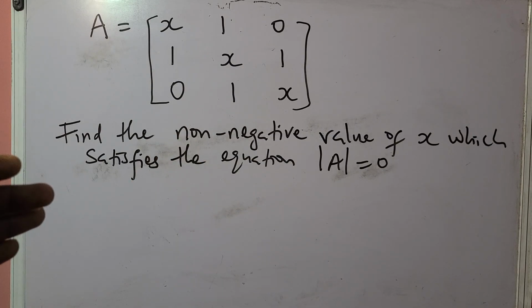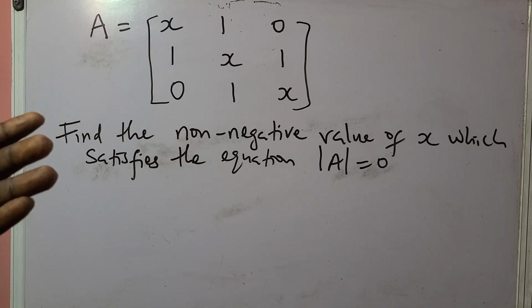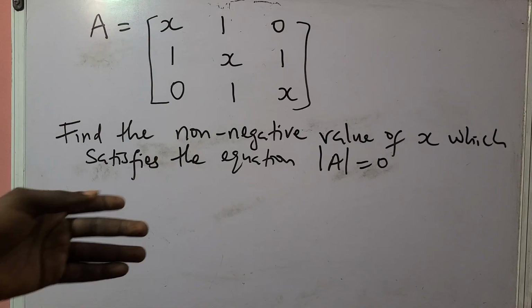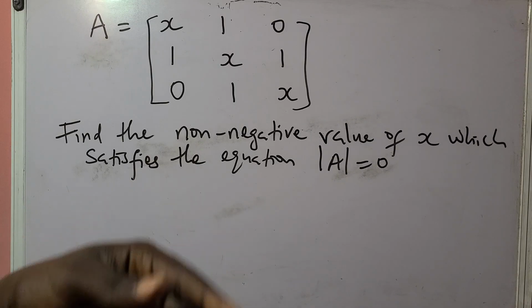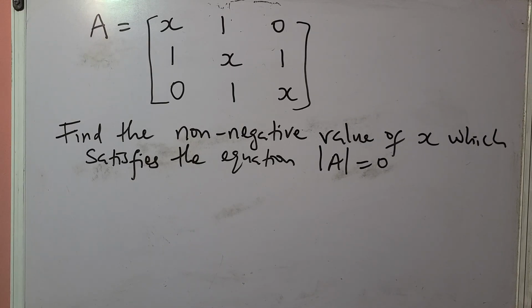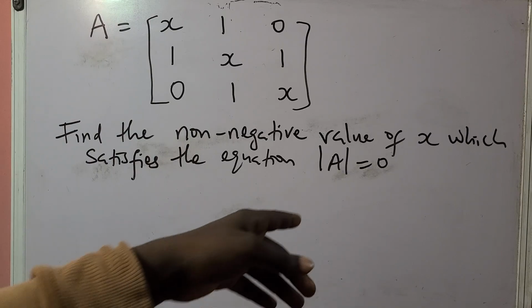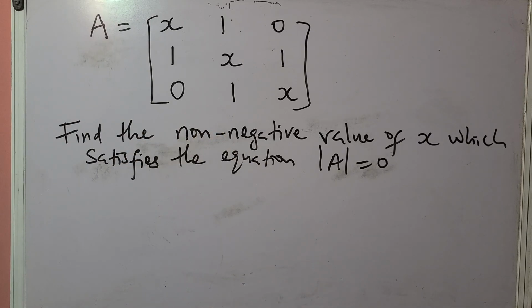Now, there are many points you need to take note of before solving this question. Number one, this question wants you to only give the non-negative value of x, so you would have to ignore every other value that doesn't fit that prescription. The equation you are given is that the determinant of A is 0, so what you have to first do is resolve the determinant of A being 0.